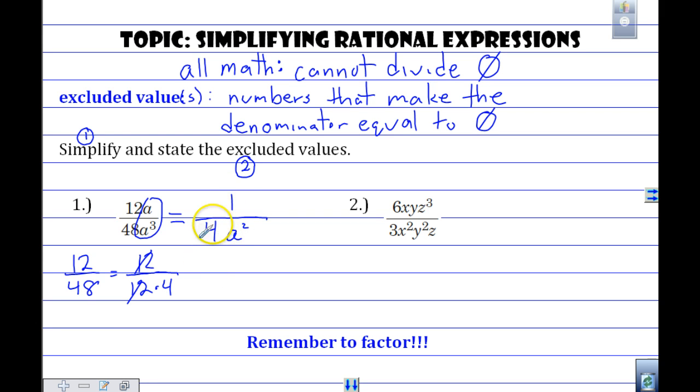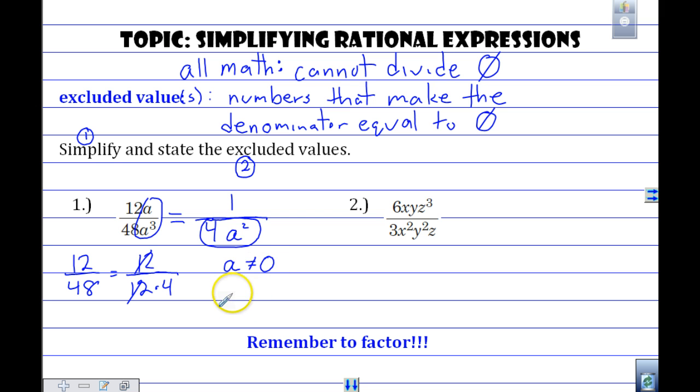We simplified. Anything we can cancel, we did. Second part, excluded values. So down here, looking only at the denominator, what can make this equal to 0? What number, if we plug in, will make the whole denominator equal to 0? Yeah. So a cannot equal 0.